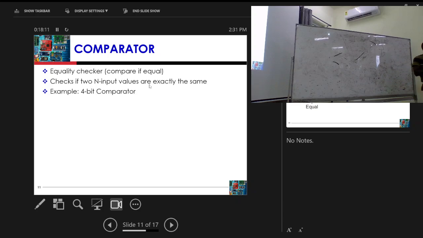You write code all the time, and you do this all the time. So if A is equal to B, what happens to the output? What is the output, 1 or 0? 1. If A is not equal to B, what happens to the output? 0.